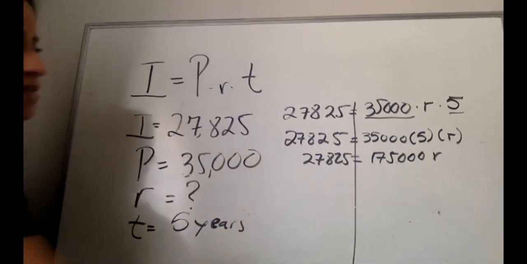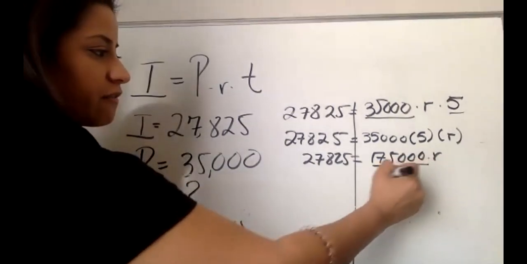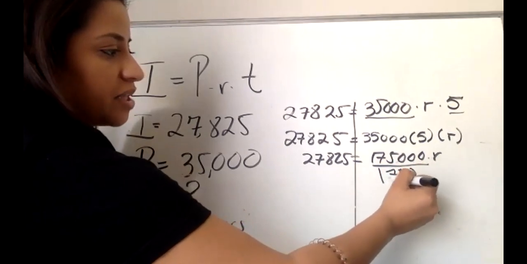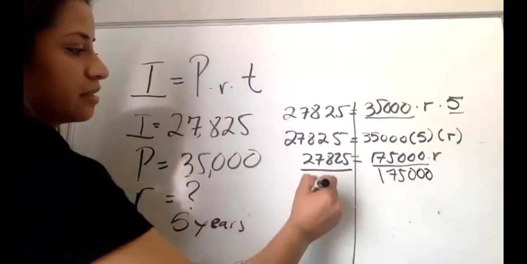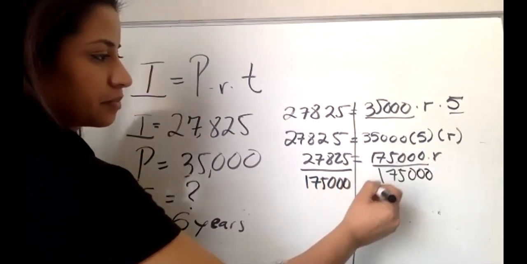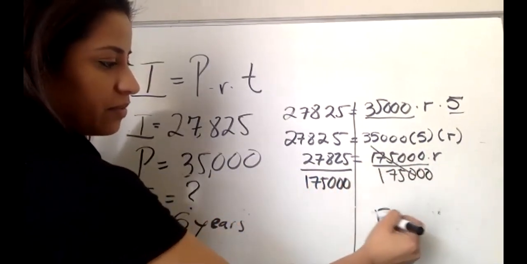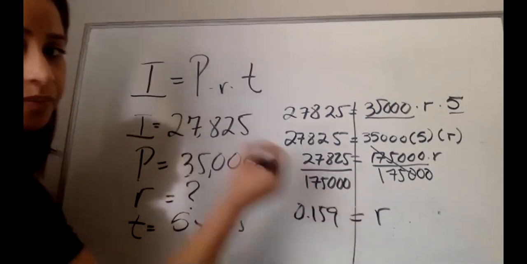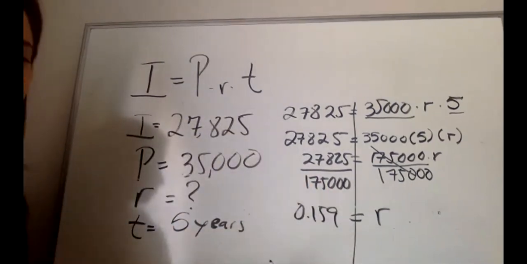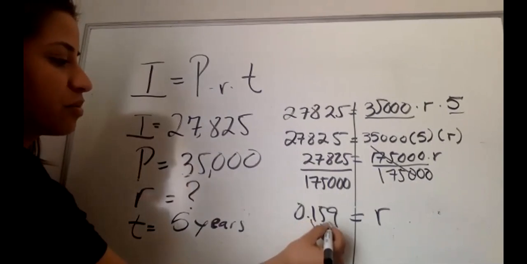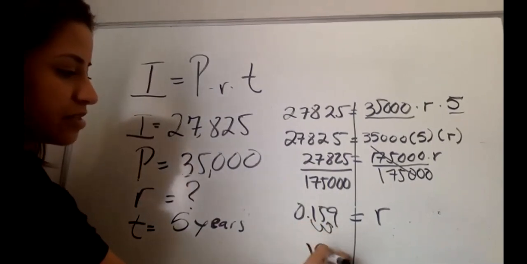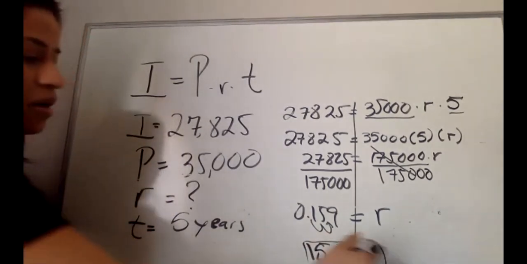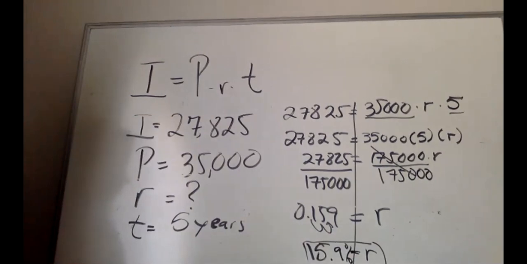So we're going to go ahead and divide by this number over here that's with our variables. So you divide by 175,000. Same thing on this side. That part goes away. We get R equals, when you divide this out into your calculator, you get 0.159. And you know you had to move your decimal 2 places in order to turn it back into a percent, okay? So our final answer is going to be 15.9% is the rate on the loan that she got.